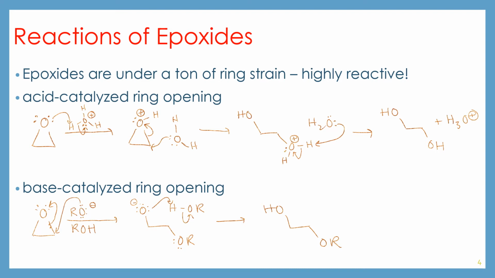Now, if you do this in base, it's just a little simpler because you don't have to worry about protonating. You add in a good nucleophile, and it's going to attack and pop it right open, just like an SN2 reaction. And then you're going to want to have a proton source around. Typically, it's the solvent of the reaction. So in this case, it was an alkoxide in alcohol solution. So we can just protonate using the alcohol. And now we have an alcohol on one side and an ether on the other, or whatever your nucleophile might have been.